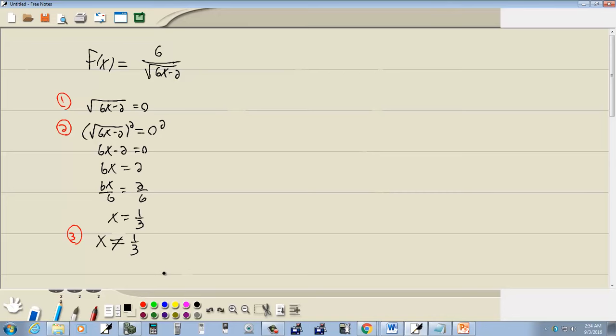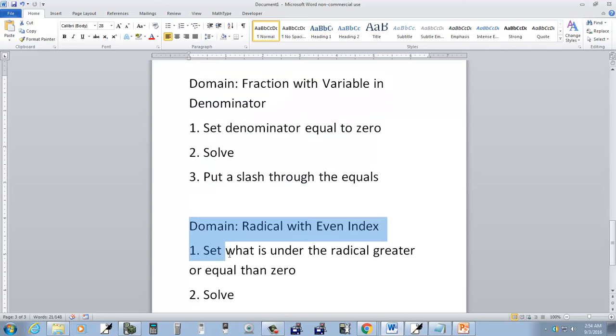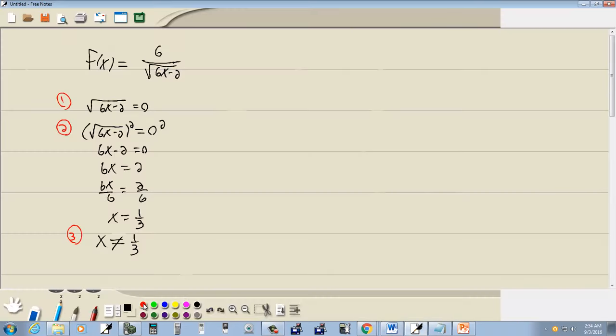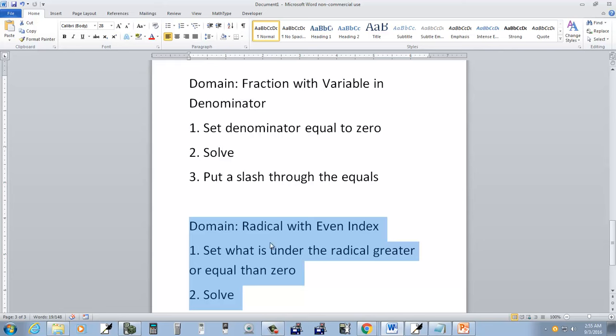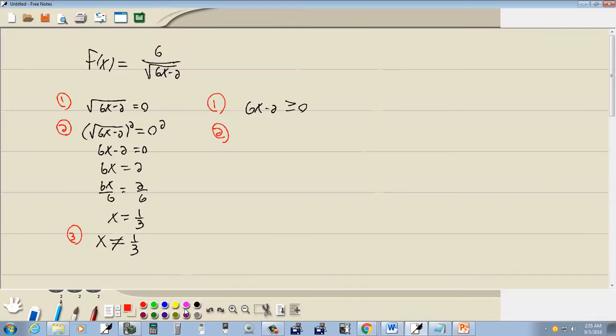Or we got a second issue. We have a radical with an even index. So let's solve this. Step 1, set what is under the radical greater than or equal to 0. Well, what's under the radical is 6x minus 2. And we set it greater than or equal to 0. And then step 2, we want to solve that.